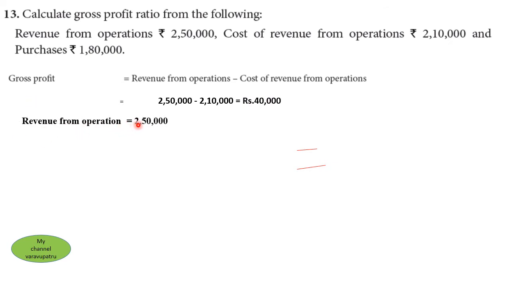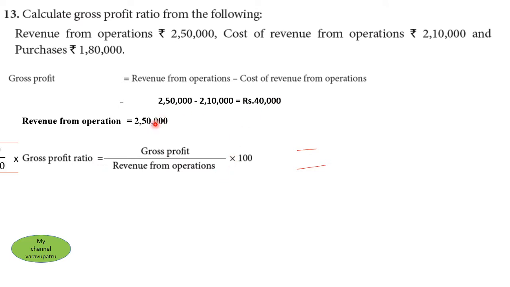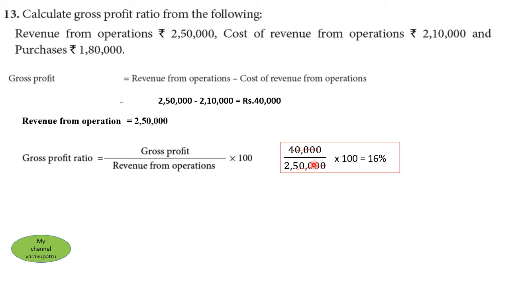Revenue from operation is 2,50,000. It is also given in the problem. Gross profit ratio is equal to gross profit divided by revenue from operation into 100. Gross profit is 40,000, revenue from operation is 2,50,000 into 100 is equal to 16%.